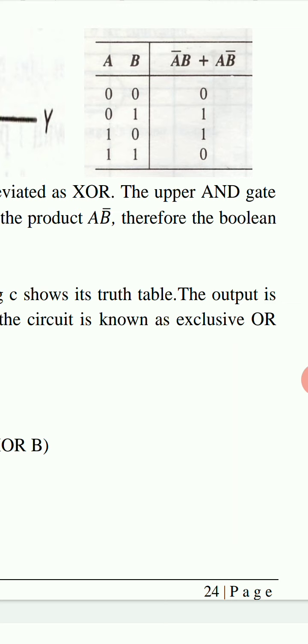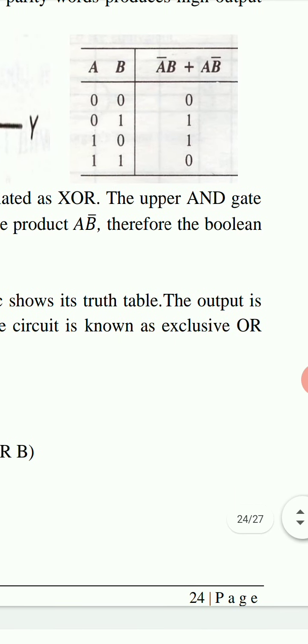Only difference is in the last row, when inputs A and B are 1 1: in OR gate we get output 1, but in this exclusive OR gate we get output 0 for the case when inputs are 1 1. This is for even number of times. If inputs are 1 for even number of times, then output is 0. When input has 1 for odd number of times, then output is 1.